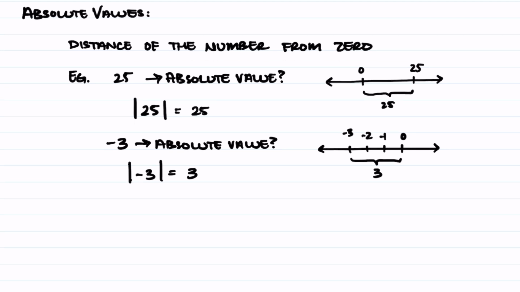So in other words, whenever you're looking for an absolute value, the shortcut is make the number positive.